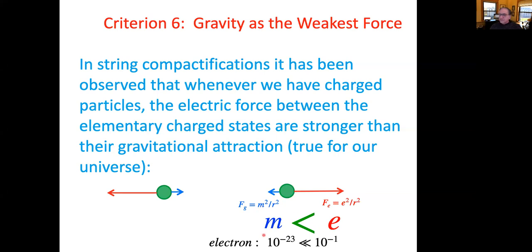In our universe, this is true, of course. Namely, the elementary charged states, the lightest one being the electron, has mass in Planck units 10 to the minus 23, and electric charge 10 to the minus 1. And indeed, the electron's mass is much, much less than its electric charge. That's why in our universe, gravity is in fact the weakest force. This is an illustration of that statement.